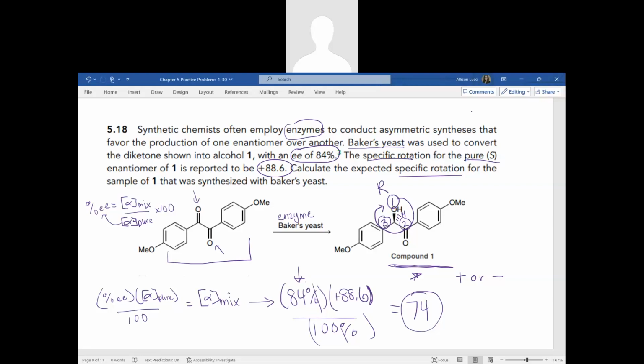So if the S is the positive enantiomer, our R configuration would tell us that this specific rotation is negative, and this compound specifically would have a negative 74.